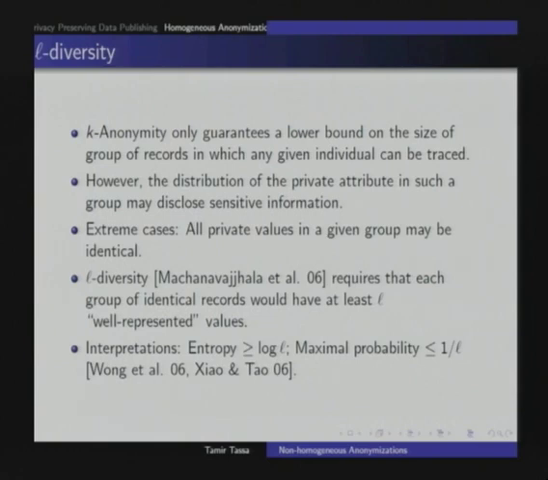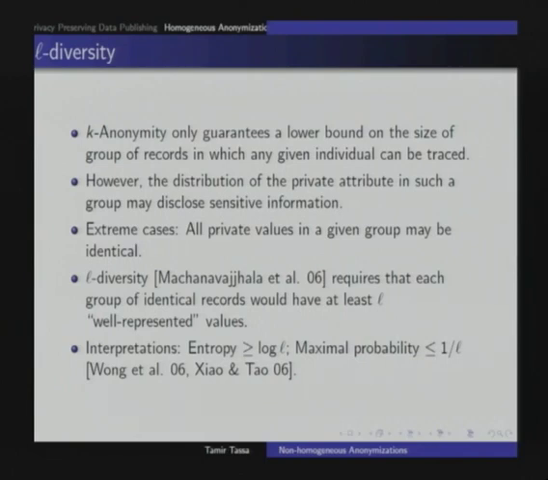L diversity requires that each block of identical records, or it should actually be indistinguishable records, not identical, should have at least L well-represented sensitive values, where L is some parameter which, like K, is defined externally. There are several interpretations of what it means, L well-represented values. One of the interpretations is that if we consider the distribution of the sensitive values in each block, the entropy of that distribution will be at least log L.